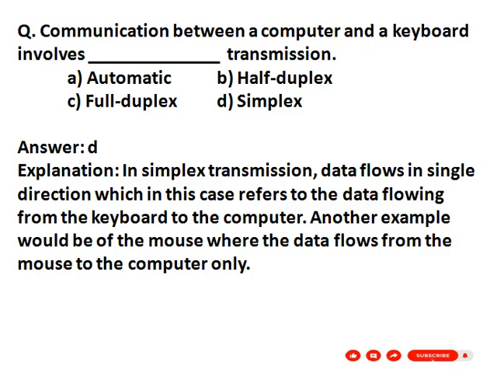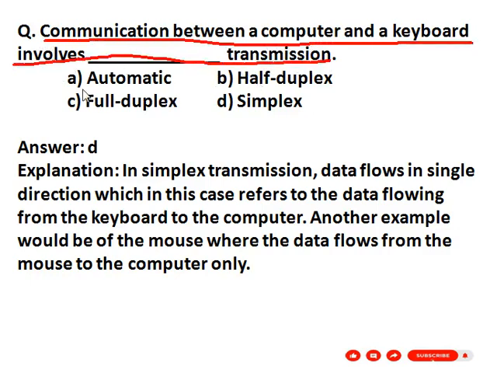Next question. Communication between a computer and a keyboard involves dash transmission. Given options are A. Automatic, B. Half duplex, C. Full duplex, D. Simplex. Your correct answer is option D.